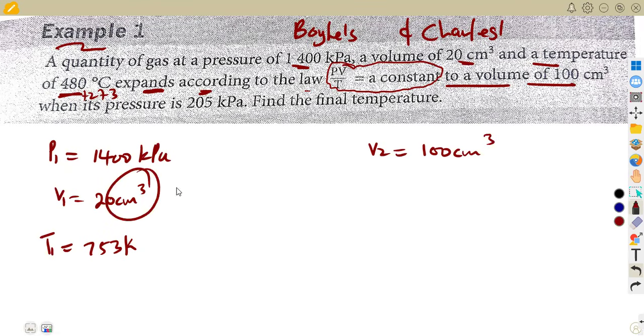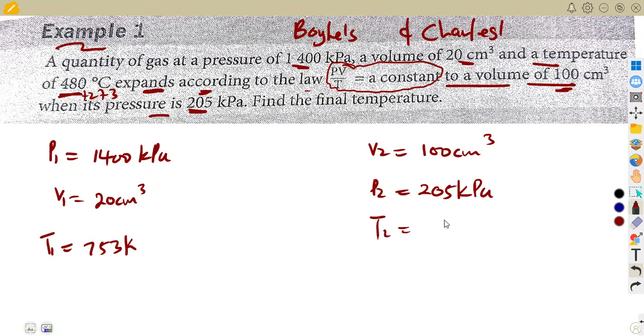So this is cubic centimeters, cubic centimeters. So the volume can be used in any unit as long as they're the same. If this is cubic meters, let also this be cubic meters. If this is cubic millimeters, let also this be cubic millimeters. So the effect of volume does not affect anything. So at this volume, the pressure there is 205 kilopascal. Find the final temperature, which is T2.